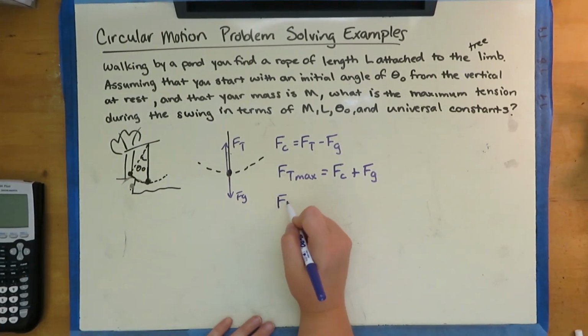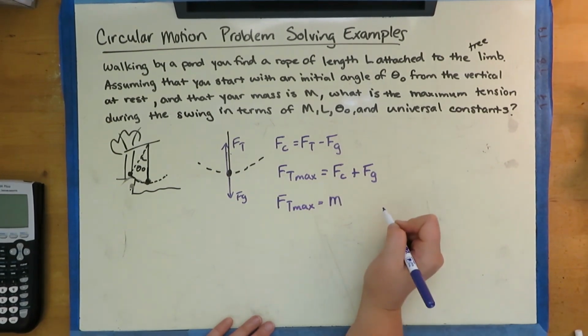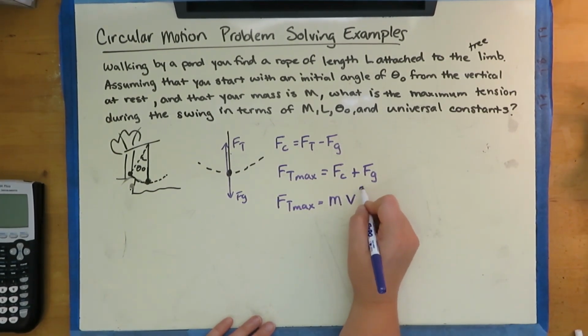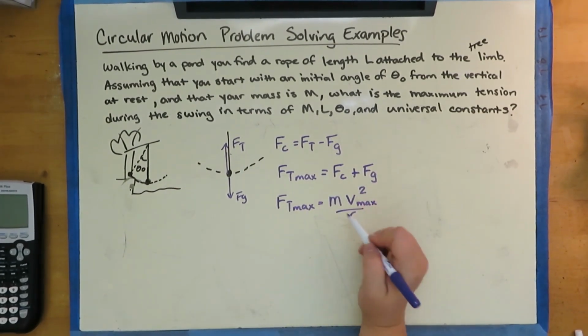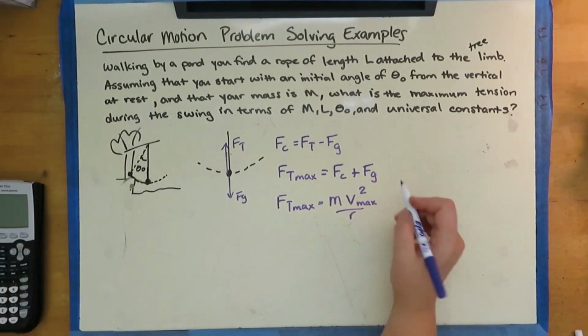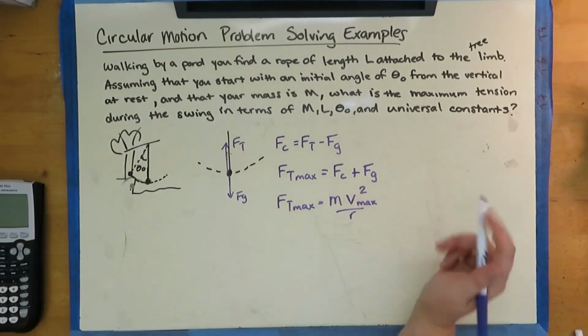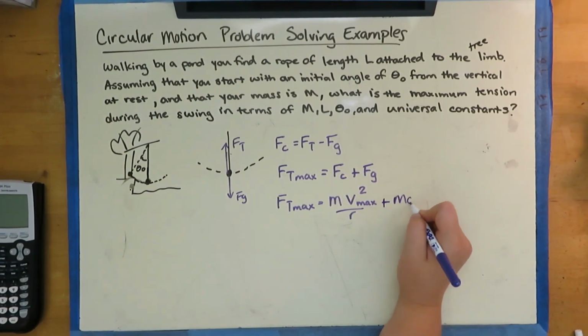Well, if I sub in, my centripetal force is going to be m a_c, and a_c is going to be v squared over r. Really what I'm looking for is my maximum speed. Whatever that maximum speed is, or whatever the speed really is at the bottom of that arc, is going to be the speed that gives me my maximum tension. And then it's going to be plus m times g.